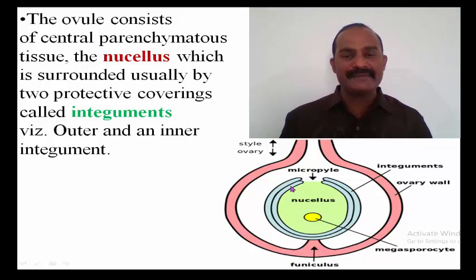Now when these integuments are 2 in number, the ovule is called bitegmic ovule. Many a time they are found 3 in number, that is called tritegmic ovule, or in certain rare cases it is only 1 layer, and that is called unitegmic ovule. But most commonly it is bitegmic, containing 2, the outer and inner integument. This entire structure is enclosed within the ovary, and with the help of placenta, funicle, it is attached to the ovary.